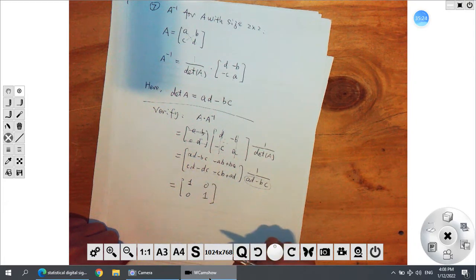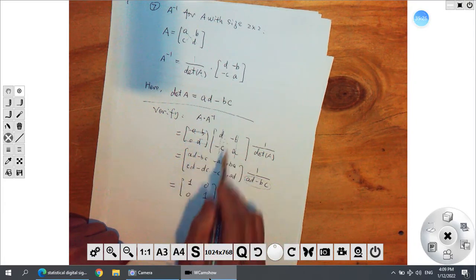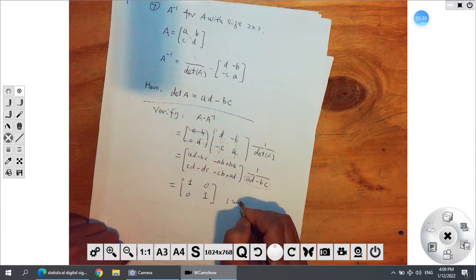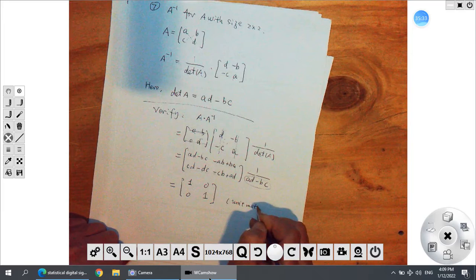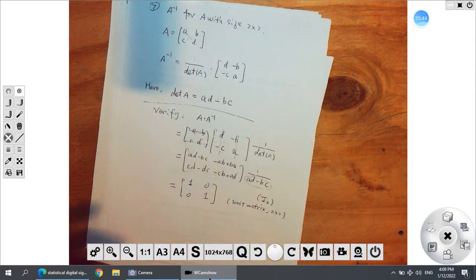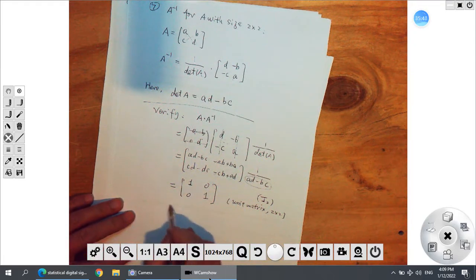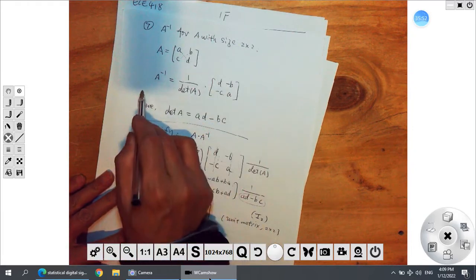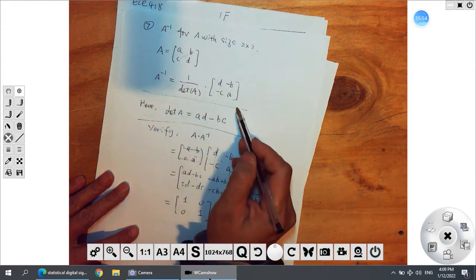You see? A times A inverse, I get the unit matrix. This is a 2 by 2 unit matrix. If you want, you can use the notation I2. Here I means unit matrix, identity matrix, things like that. So for a 2 by 2 matrix, if you want to find the inverse, just follow this formula.